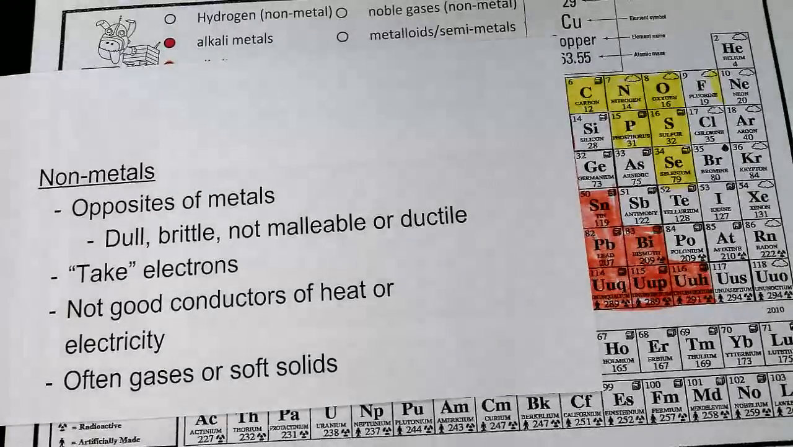Nonmetals are the opposite of metals. They're dull, they're brittle, they're not malleable or ductile. Instead of donating electrons, they take electrons in compounds. They're not good conductors of heat or electricity, and most of the time they're gases, liquids, or soft solids. But most of the ones that you know of are gases or soft solids.